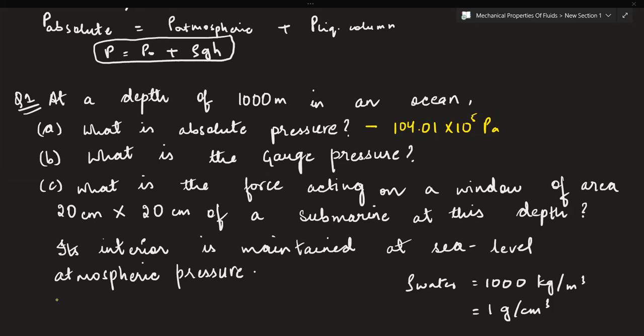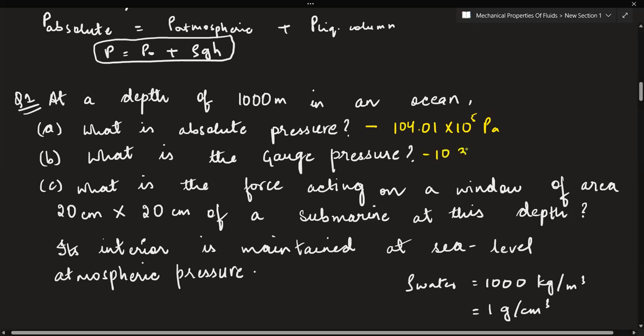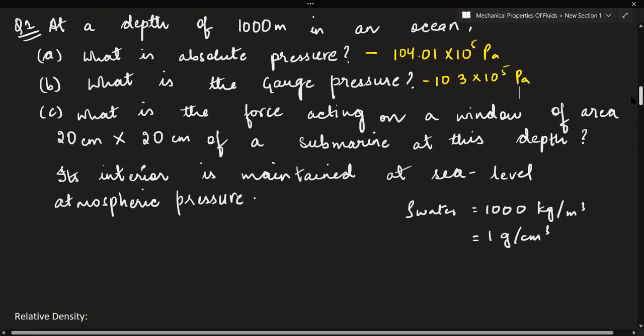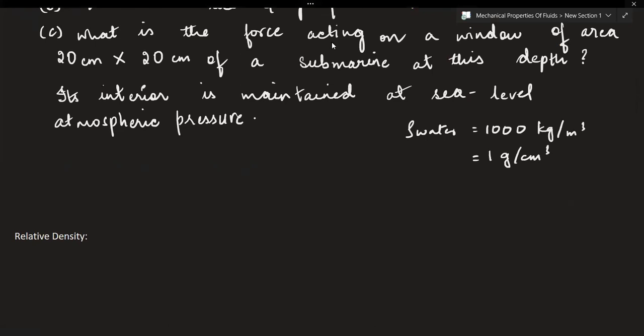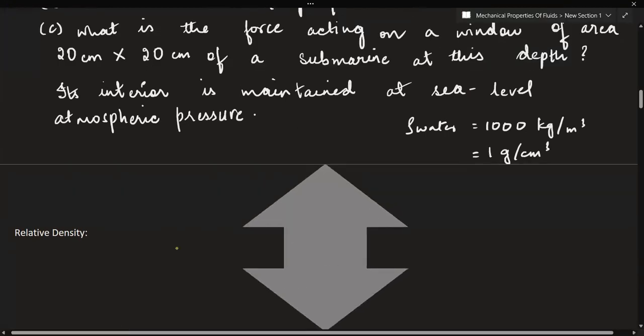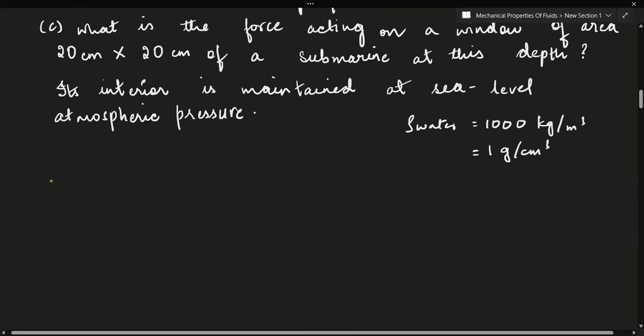Ma'am, 103 into 10 raised to 5 Pascal. See, how did you do the first part? Ma'am, I used the formula of the absolute pressure, P is equal to P naught plus rho GH. Which value of G did you take? 9.8 or 10? 10, ma'am. 10 only, no?